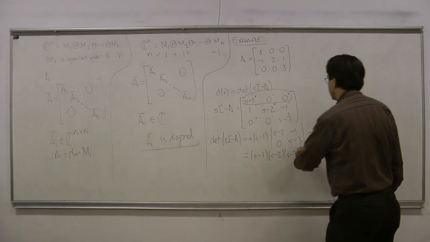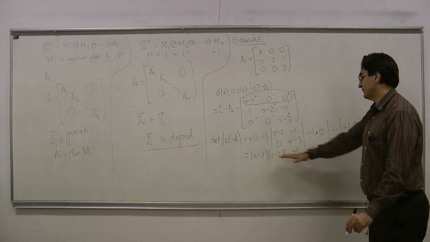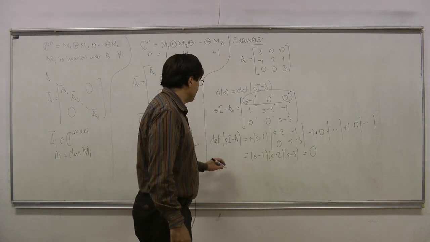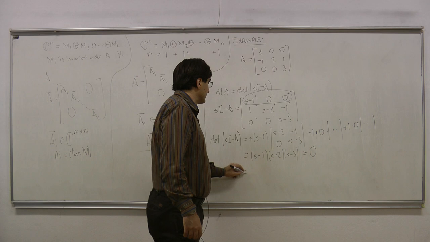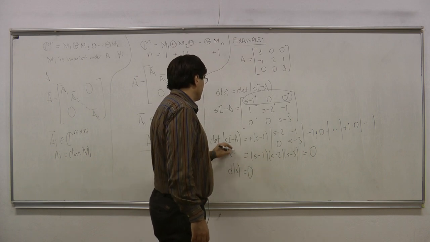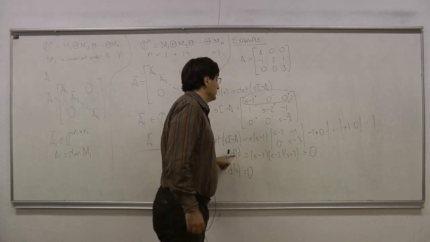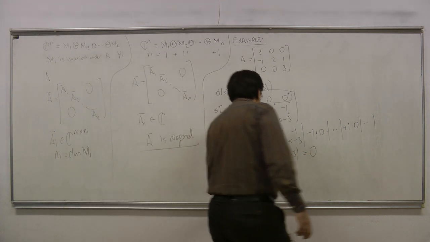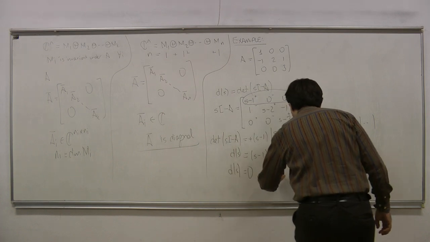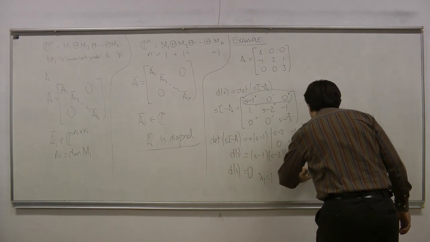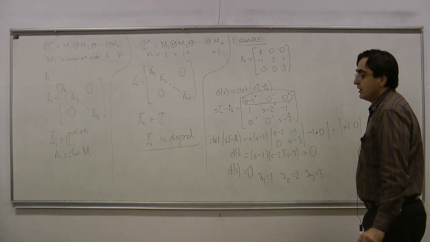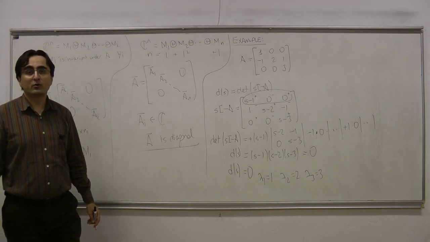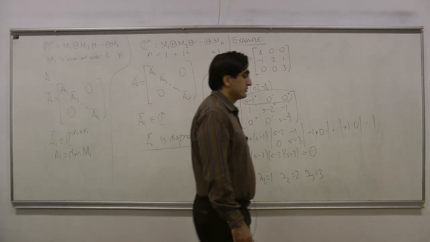Now I'm going to equate this to 0. So this is going to give me the characteristic equation. The characteristic equation of a matrix is nothing but D of s equals 0. So in this case, we have the characteristic equation given by this expression. Okay? So what are the eigenvalues? I have lambda 1 equal to 1, lambda 2 equal to 2, and lambda 3 equal to 3. So we see that all eigenvalues are distinct from each other. There is no repeated eigenvalue for this matrix.